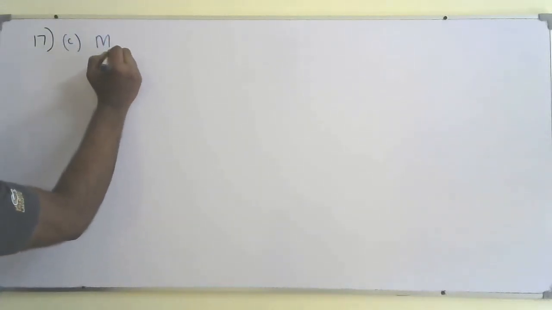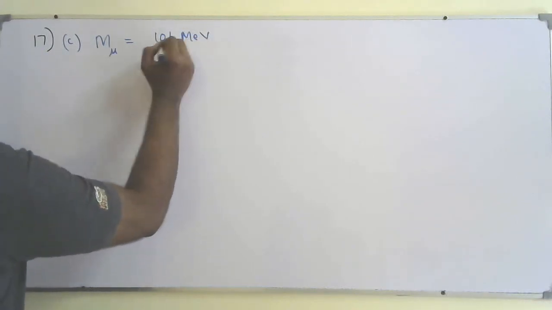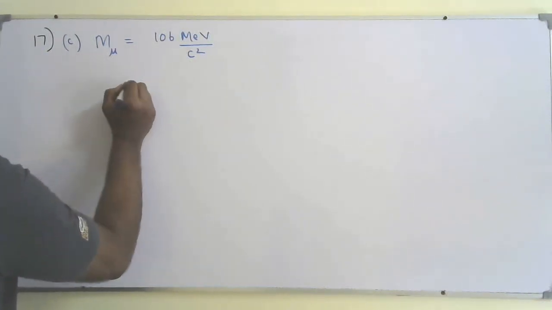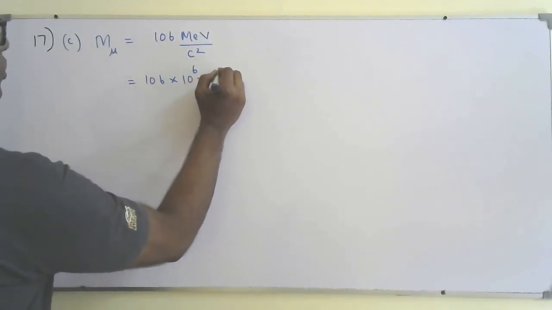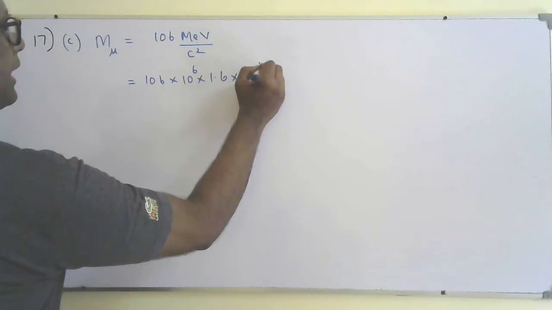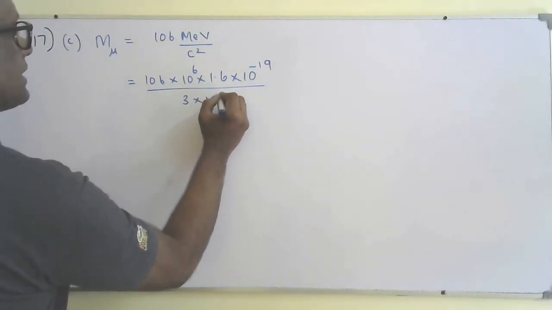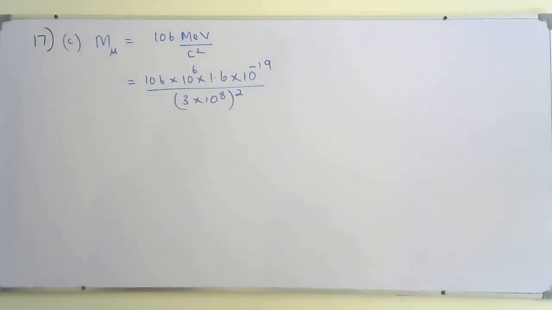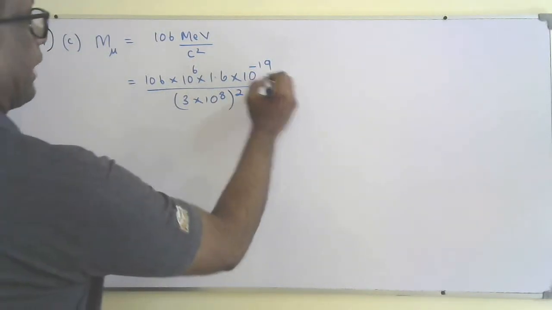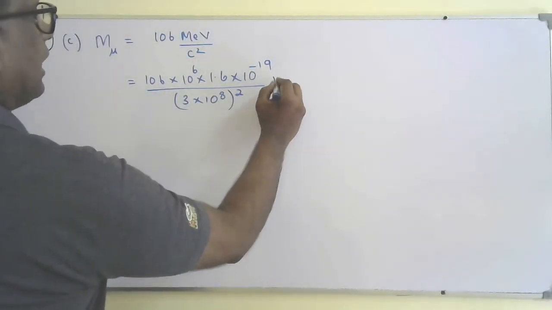So the mass of a muon is given as 106 MeV/c². That is 106 × 10^6 electron volts, times 1.6 × 10^-19, over (3 × 10^8)², where c means the speed of light in vacuum, 3 × 10^8, all squared, in kilograms. So I can convert this unit to kilograms by substituting the values.